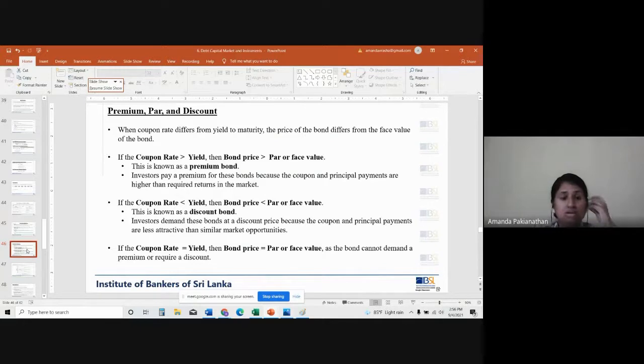Let's say your coupon rate is much higher than the yield. When the market is expecting 6%, you are giving 12, double of it. Then, can the investors demand a discount? Oh no, it is a highly attractive bond. Why? I want only 6%, but this bond is giving me 12. So investors are willing to pay even higher than the face value, willing to pay the premium and acquire this bond. Okay, let's stop from here for now and we'll start from here next week.